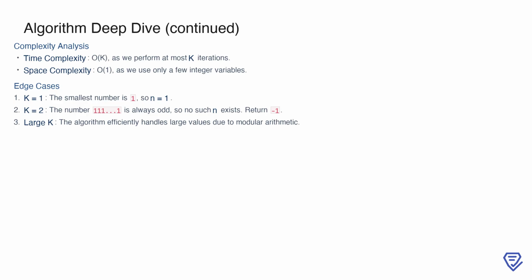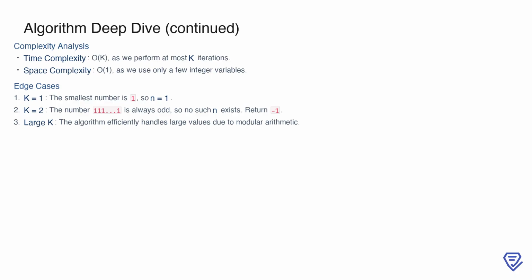Analyzing the complexity, the time complexity is O(k), because we perform at most k iterations to either find the smallest n or conclude that no such n exists. The space complexity is O(1), as we only use a few integer variables to track the remainder and iteration count.